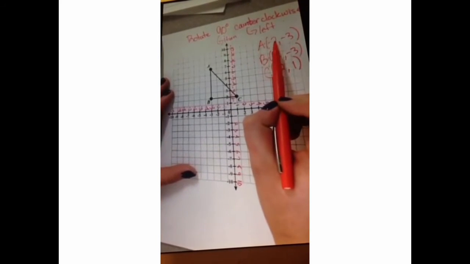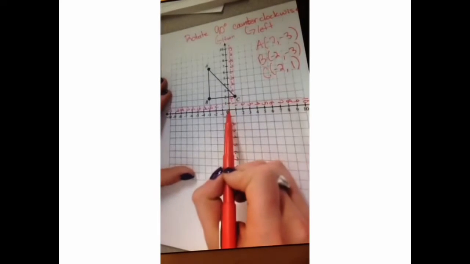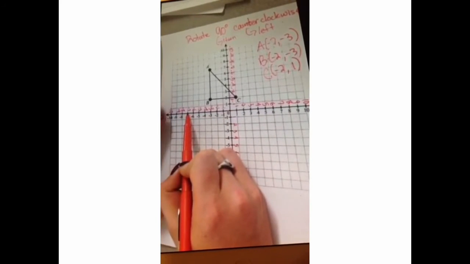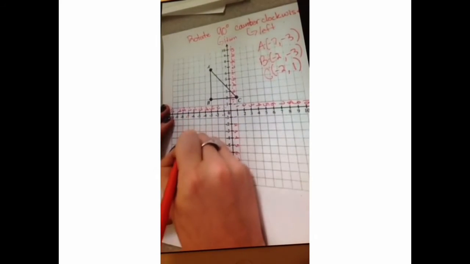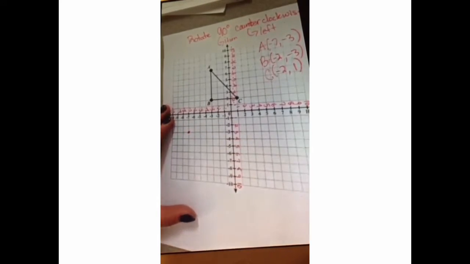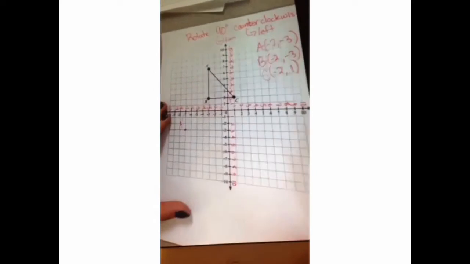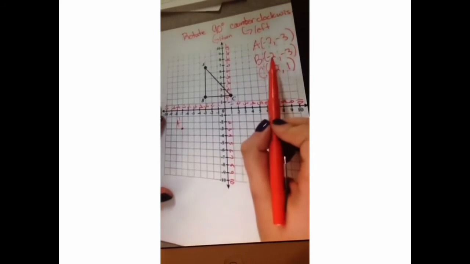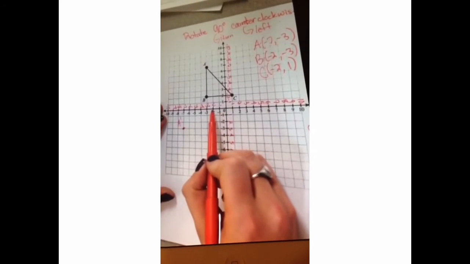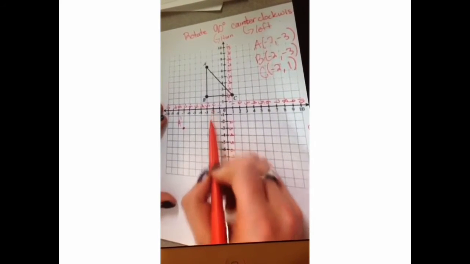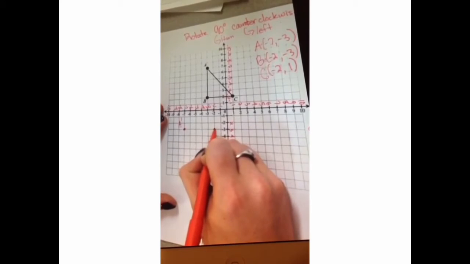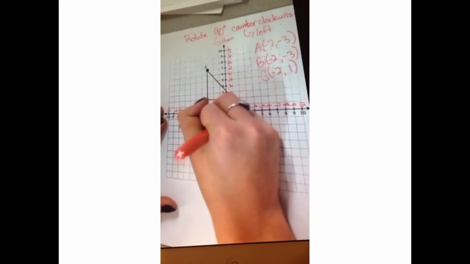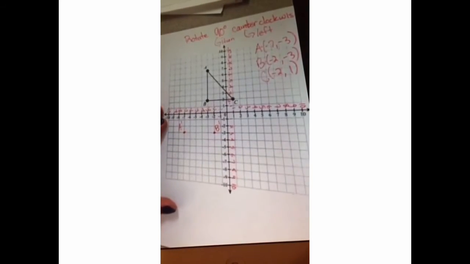So A is at -7, -3. I'm going to go over to -7 on my x-axis and down to -3. I'm going to plot that point. That's going to become A prime. Again, make sure you're labeling your graph, your figure as you go, or you're going to get confused. B is at -2, so I'm going to go over to -2 and down to my y value of -3. And that becomes B prime.